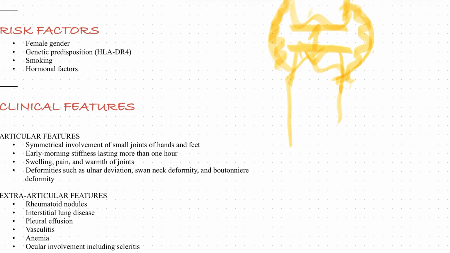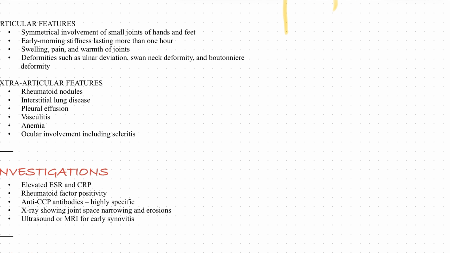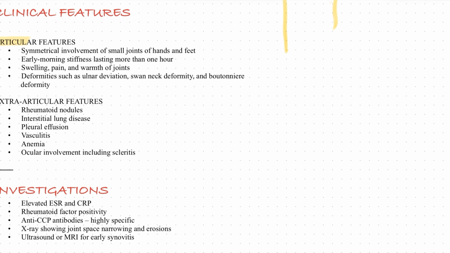Then coming to risk factors: female gender, genetic predisposition, you need to remember HLA-DR4, smoking, hormonal factors. Clinical features: we have articular, because the most common manifestations will be articular. There may also be some extra-articular features because it is immune system related. So let's see what the articular and extra-articular features are.